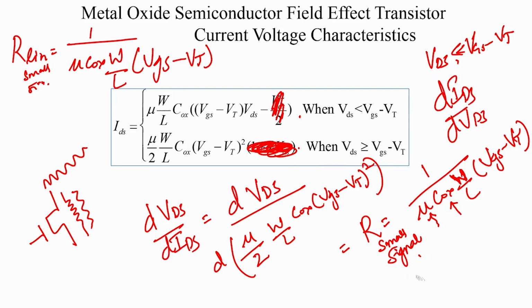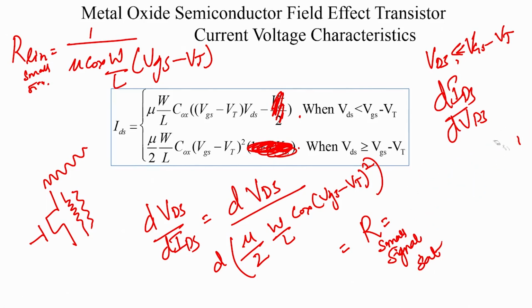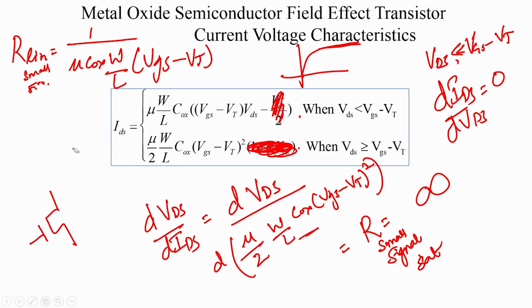Now, for saturation, we assume that it is an ideal MOSFET and there is no channel length modulation. So, what is this? Since there is no dependence on VDS in the current, this is infinite, because dIDS by dVDS now becomes 0. The current does not vary with the voltage. We can vary this voltage as much as you want in saturation.